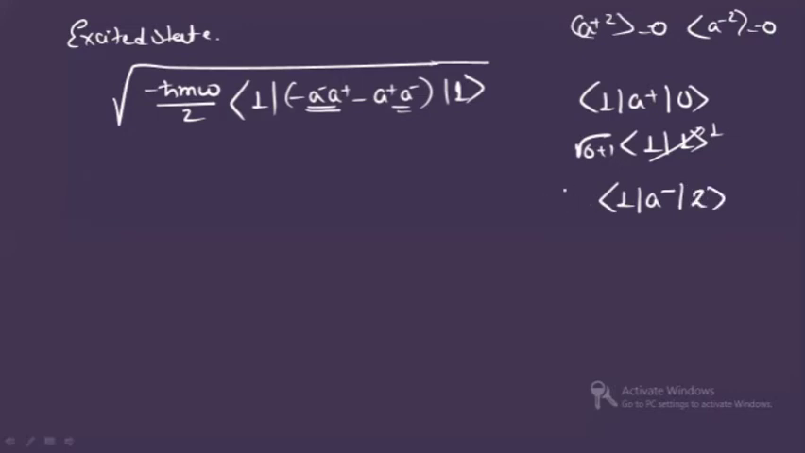Root over, here you will have what? In this case you will have root over 1 plus 1. So it is root 2. Clear? Next, this root 2 I am keeping as it is.